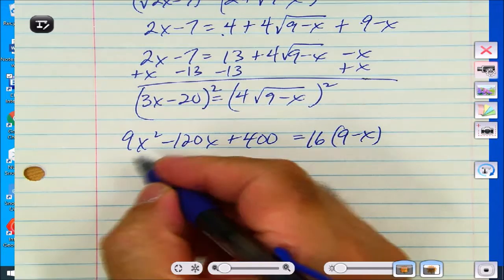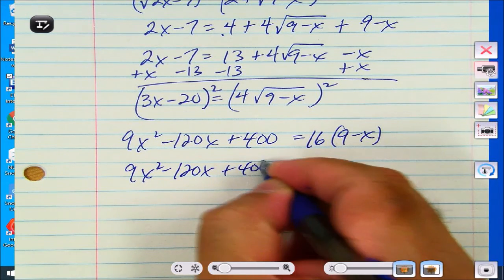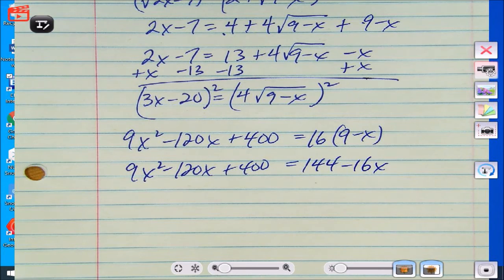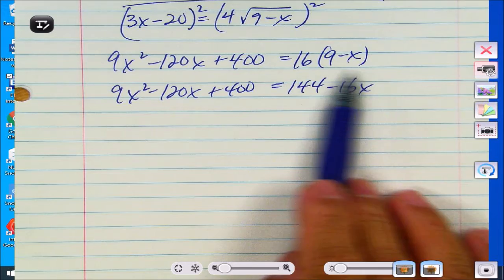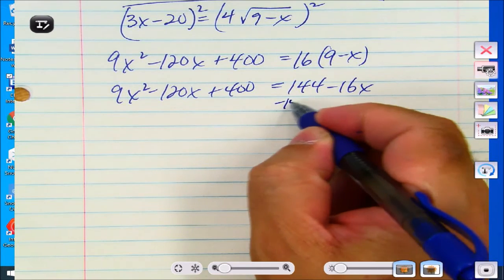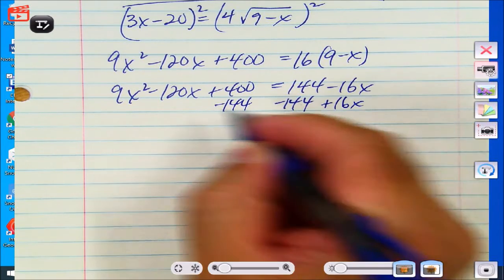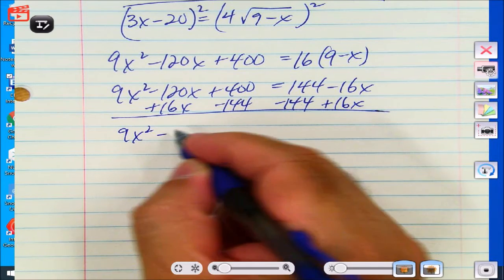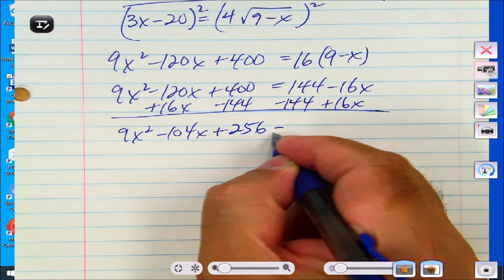Okay. Cleaning this up: 9x squared minus 120x plus 400 equals 144 minus 16x. Continuing to clean this up, I'm going to move these to the left. So I'm going to subtract 144 from both sides and add 16x to both sides. That gives me 9x squared minus 104x plus 256 equals 0.